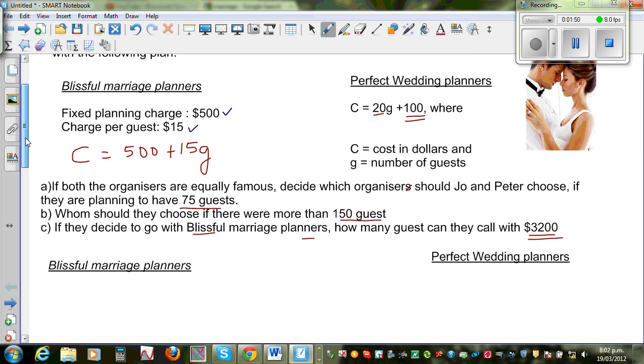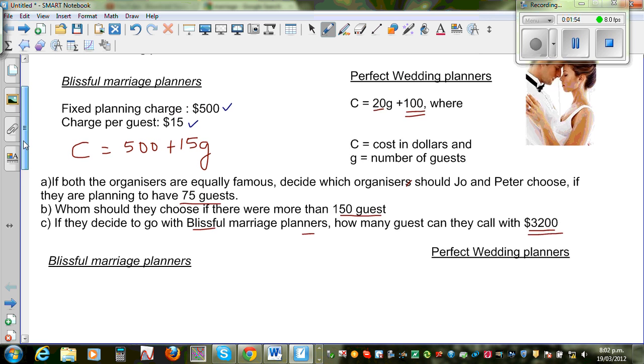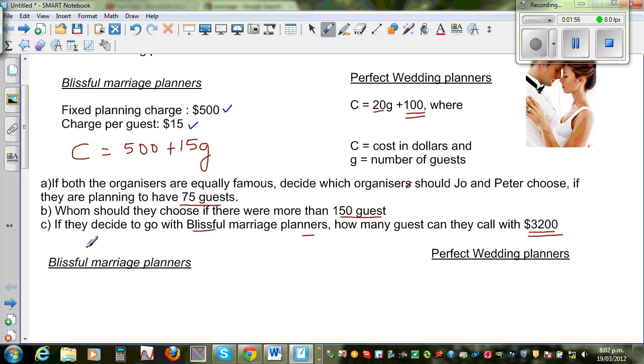Now, to answer these questions, let us make up a table. For blissful, we have this equation: C is 500 plus 15G. And for perfect wedding planners, we have the equation: C is 100 plus 20G.